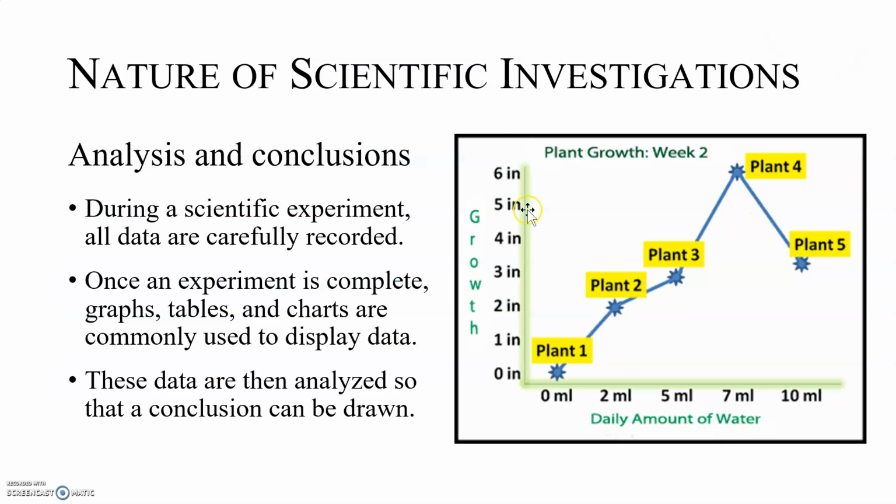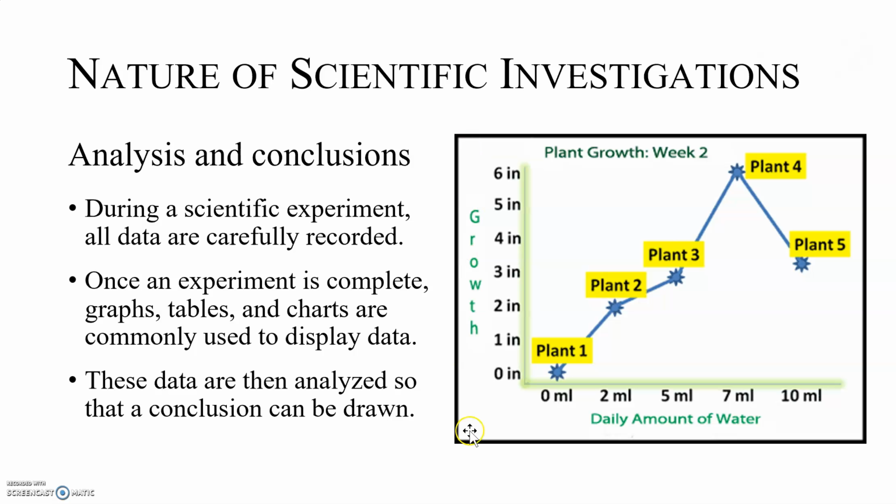Another example is this graph right here. This graph is taking the results of our experiments, and by putting them into a scatter plot, we can derive more information. We can make inferences, and we can do what's called interpolating or extrapolating based on our results, and I'll explain those in just a moment.